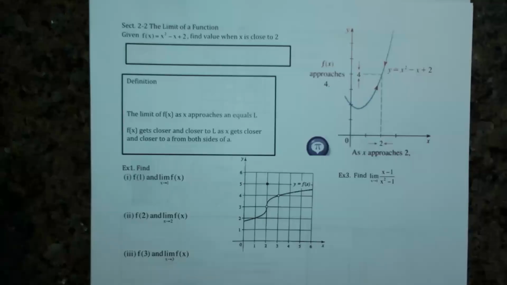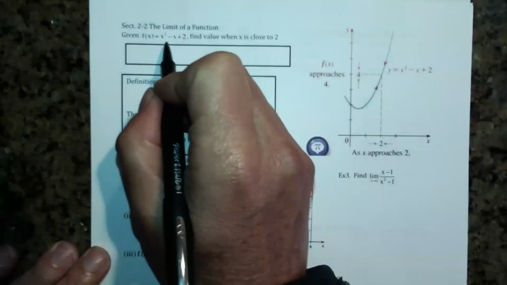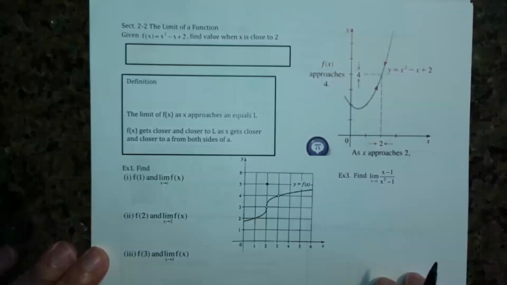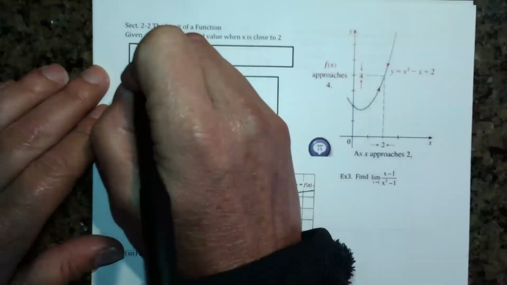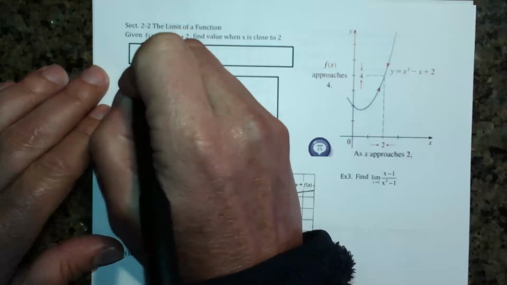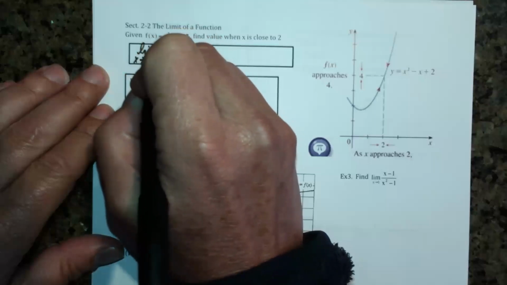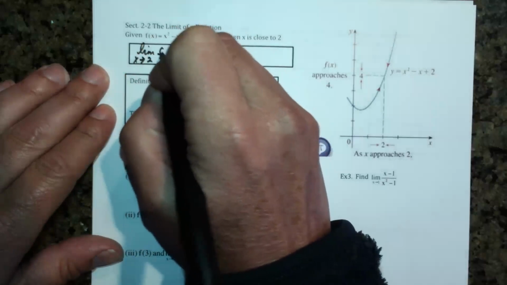Hey there, welcome back. We are to section 2.2 in calculus, and we are going to be talking about the limit of a function. This is going to become a very important part of calculus for right now, and we're going to start here. Here we have a function, x squared minus x plus 2, and we want to find a value when x is close to 2.